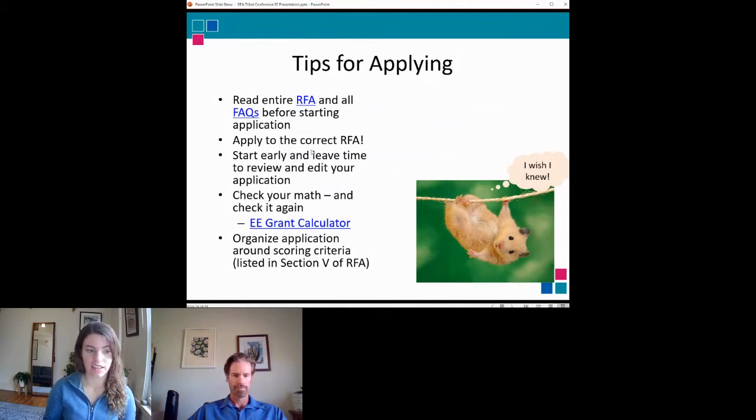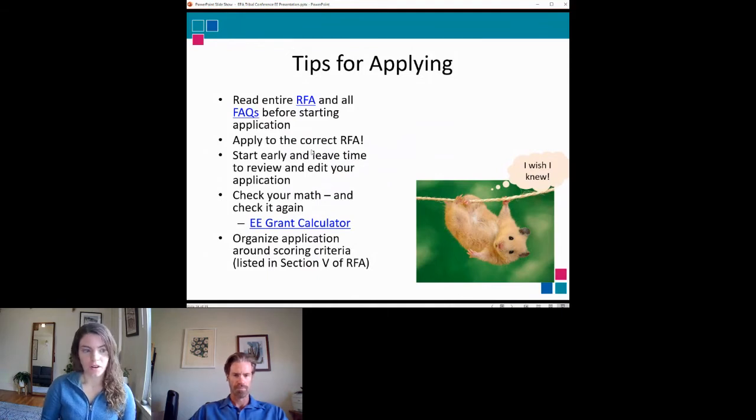And start early and leave time to review and edit your application. It is a competitive grant. We do receive a high number of applicants. So really make sure you're meeting all those eligibility requirements. And again, using that grant calculator is very helpful. And organize the application around the scoring criteria, so making sure you're meeting all the points listed in the RFA.